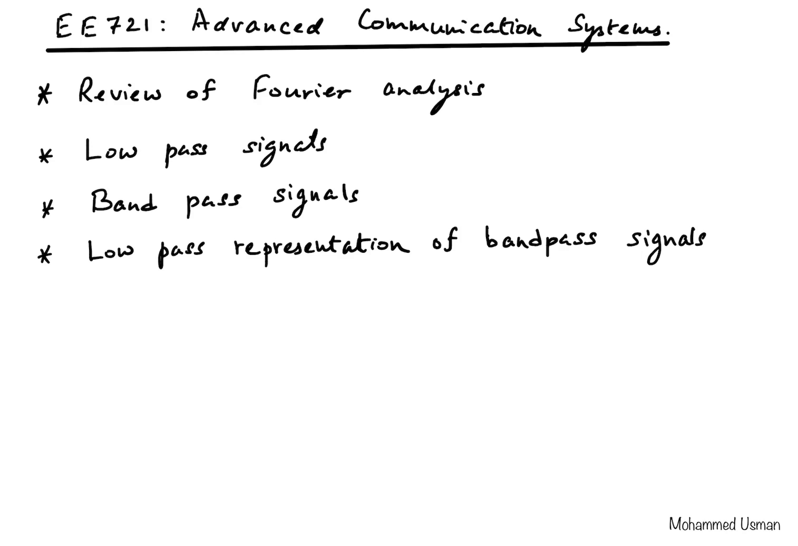So there is a need to represent band pass signals, which are basically signals which are centered on some high frequency, in terms of lower frequencies. So that is what we call the low pass representation of band pass signals. Okay, and that is what we're going to do.